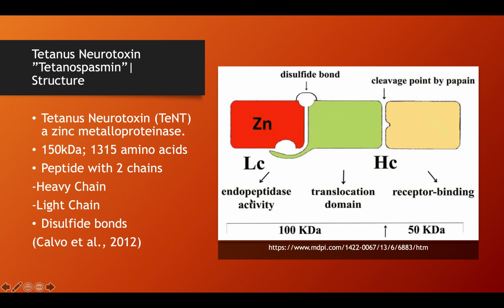So the light chain has the endopeptidase domain, which is responsible for catalytic activity for cleaving our target protein. The translocation domain is responsible for the movement of the toxin inside of the neuron. And the receptor binding domain is responsible for helping the toxin attach to the neuron.